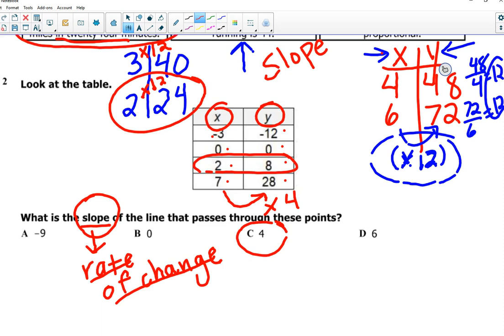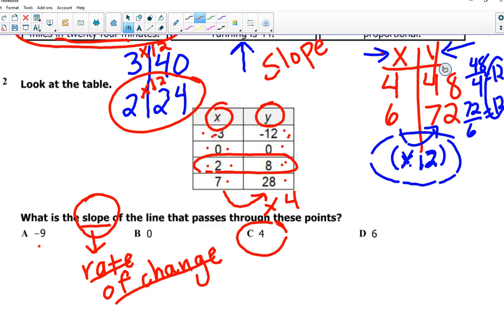Okay, so Brianna, you picked negative. You went from -3 to -12. That's a -9. That might have been how you got A, because -3 minus 9 is -12. But you have to check all the numbers, because 2 minus 9 is not 8, and 7 minus 9 is not 28.